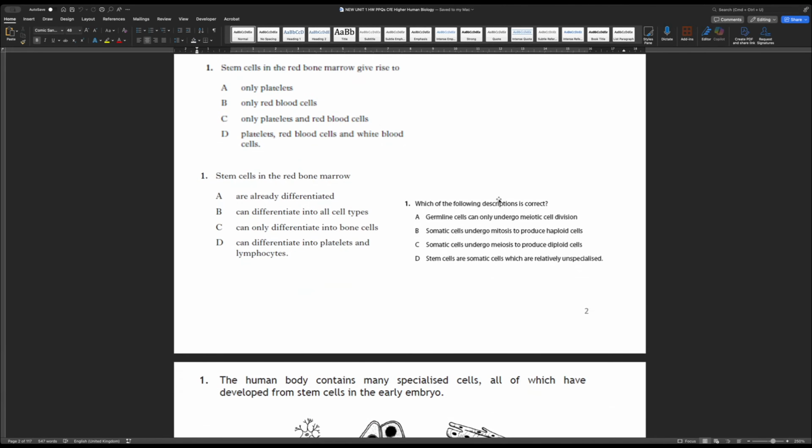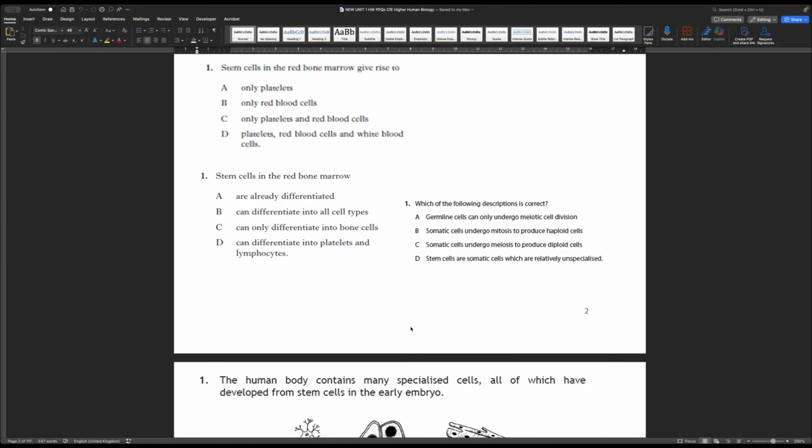Next question, stem cells in the red bone marrow. The bone marrow gives rise to what kind of cells? Well, it gives rise to both red and white blood cells, the lymphocytes and the phagocytes, as well as the platelets. So the answer is going to be D. Although C has two correct answers in it, it says only and excludes the white blood cells, so we need to include them. We know that B is only red blood cells, and there's more than that the bone marrow will differentiate into. And similarly with A, there's more than just the platelets.